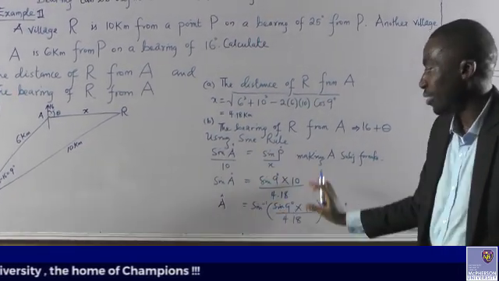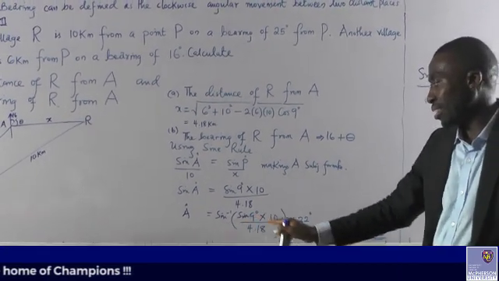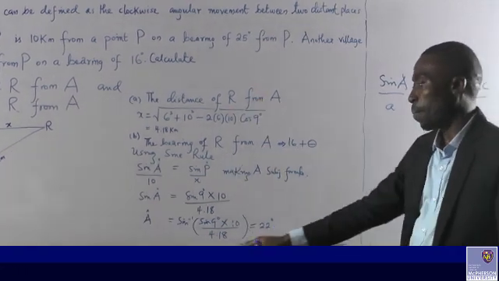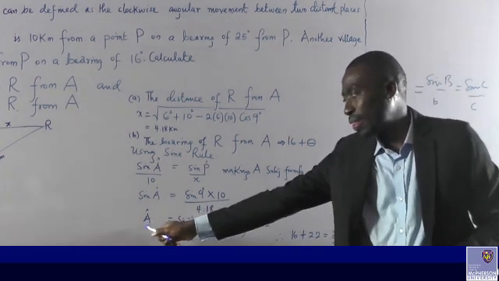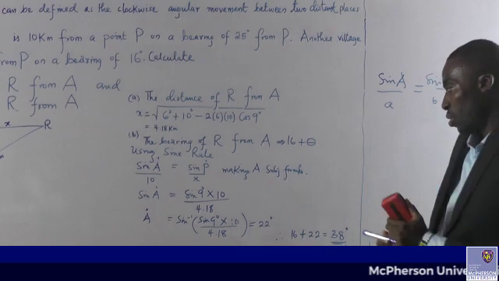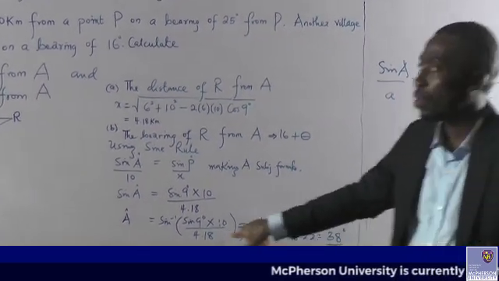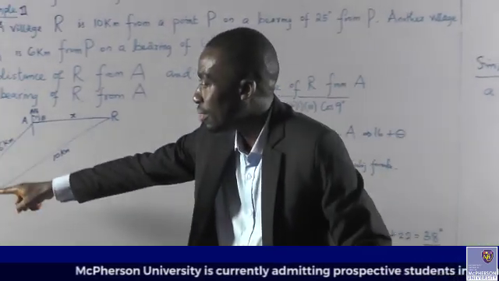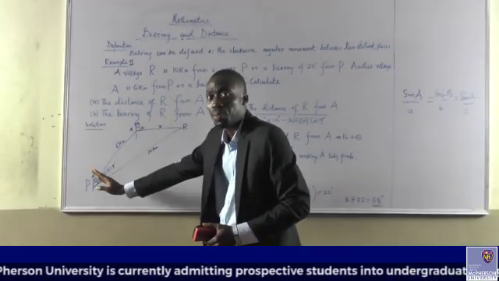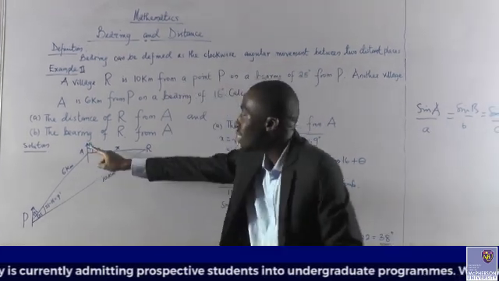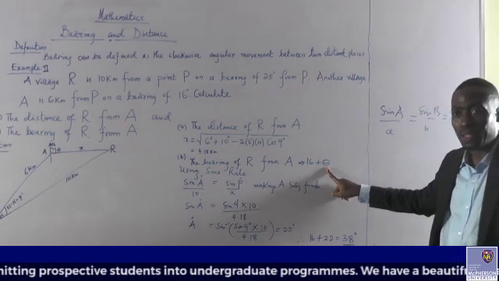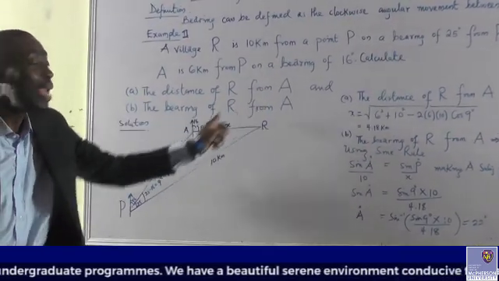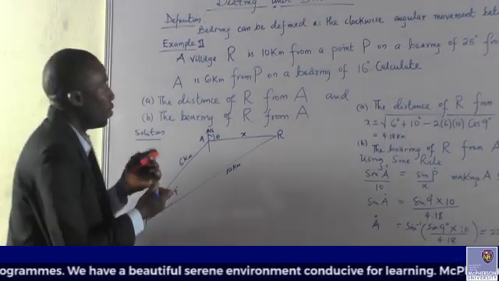So when we do the operation, we discover that sine 9 degrees times 10 over 4.18, which is the distance we got from the first question, the distance of R from A. Making sine A the subject of the formula, we get that, and we take the arc sine. So we have 22 degrees as the angle from R. 22 degrees plus 16. This 16 we have here from P. By the rule of alternating angles, we have 16 plus that unknown angle, let's call that angle theta. 16 plus 22 will give us 38.